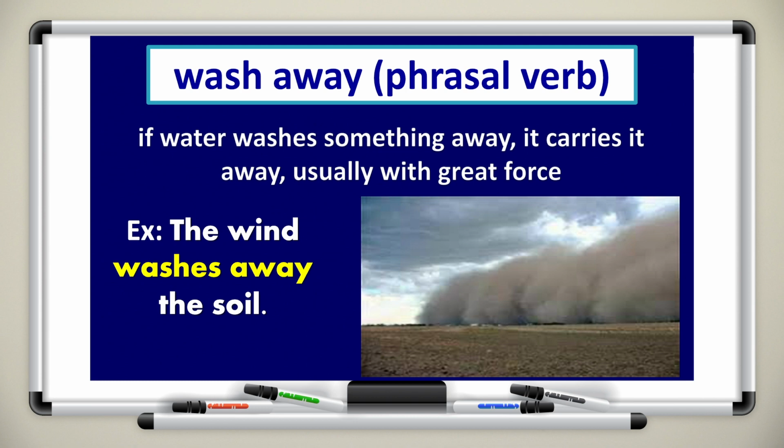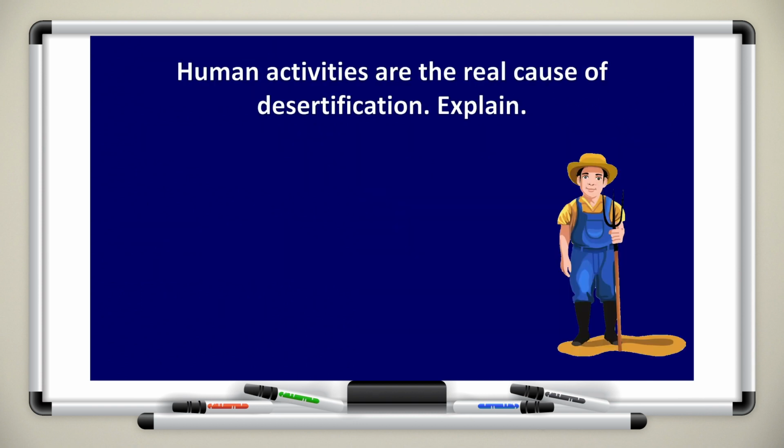Wash away means if water washes something away, it carries it away, usually with a great force. Example, the wind washes away the soil. Now, human activities are the real cause of desertification.